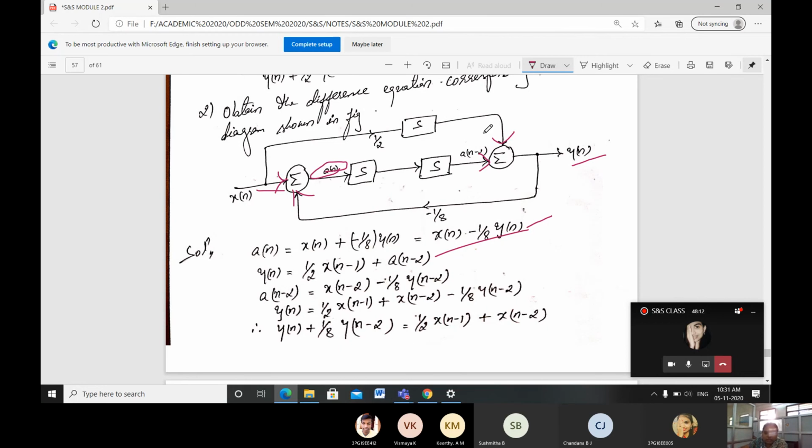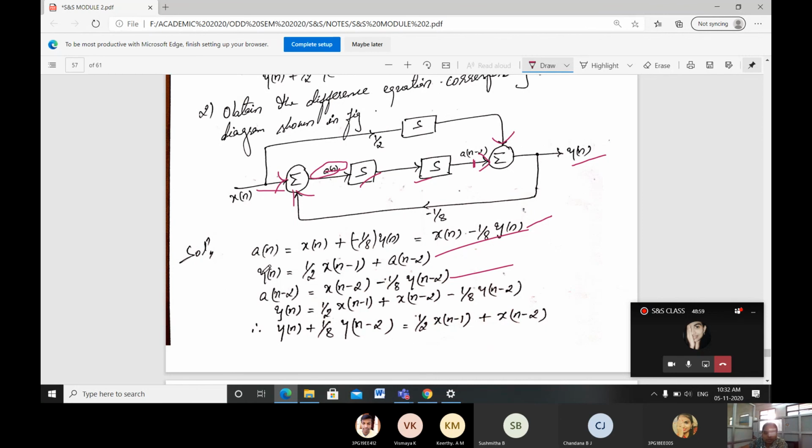Then what is our a of n minus 2? In this case, that is x of n signal, it's delayed by, if I have not just forgotten, here you are not going to use this summation. If it is not there, x of n is going to be flowing through this. So x of n minus 2, because 2 delays, 1 and 2, x of n minus 2 minus 1 by 8. Okay, now you consider this minus 1 by 8 y of n signal. Again, how many times is it delayed? 1 time and 2 times, means y of n minus 2.